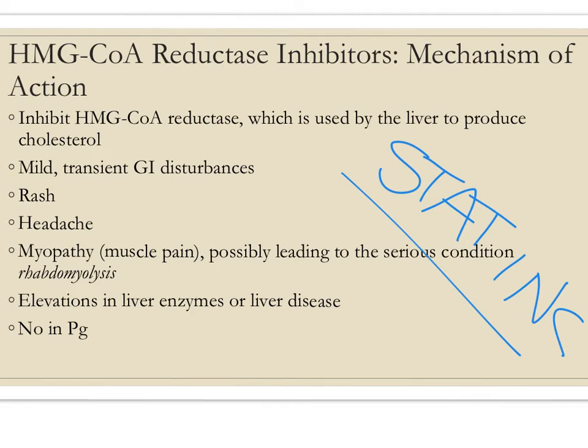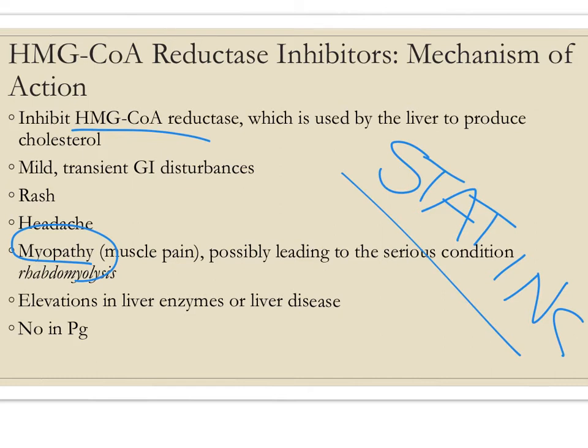And not a lot of side effects. You do need to make sure that these patients understand that they have to have baseline lipid panels and LFTs, liver function tests, but otherwise mild transient GI disturbances. Now there is a concern about the myopathy. By blocking the HMG-CoA reductase, it can lead to muscle pain, and so we have to talk to the patients about this particular muscle pain, and we have to make sure that they understand to report it if they're experiencing muscle pain, and that it could lead to a potential serious complication called rhabdomyolysis, which is a breakdown of the muscles, and that's why they need to report it.